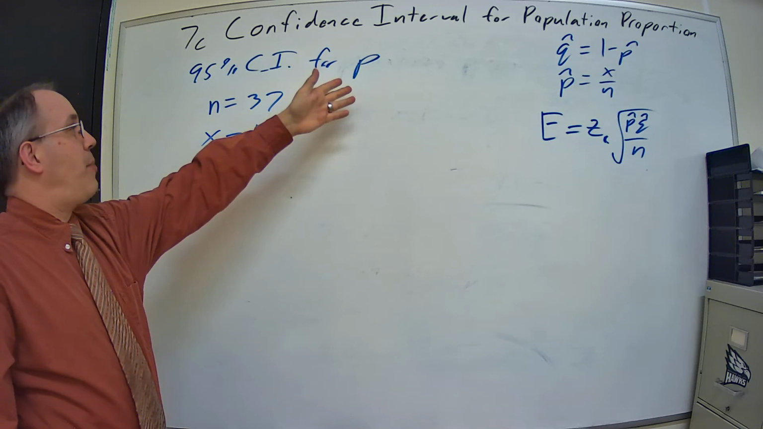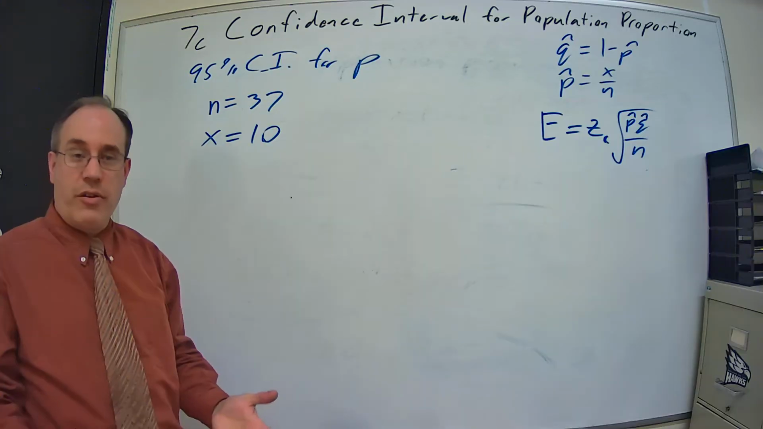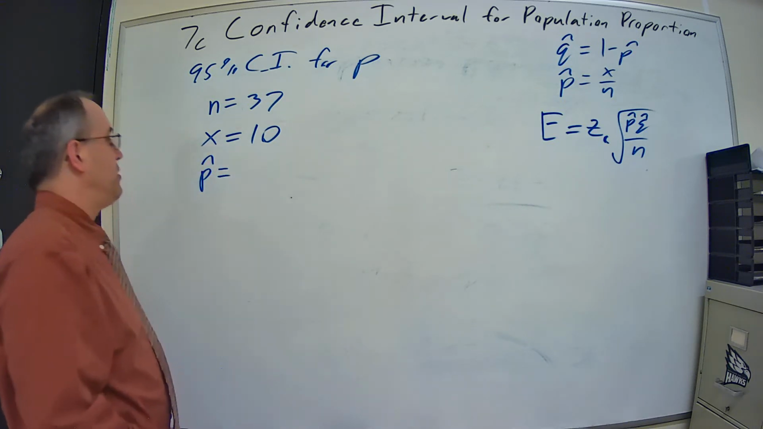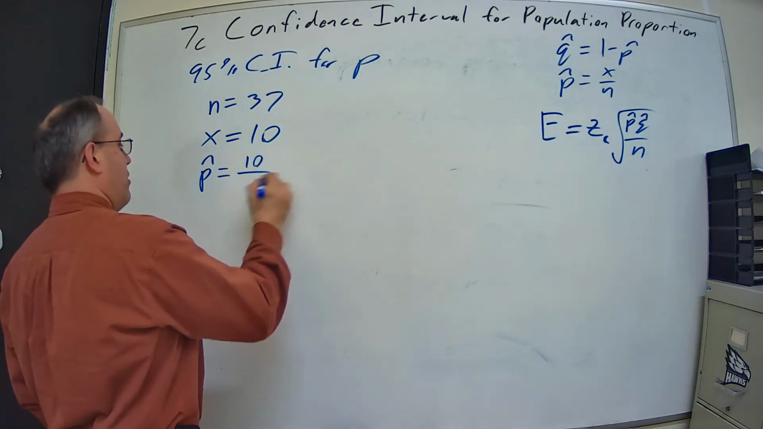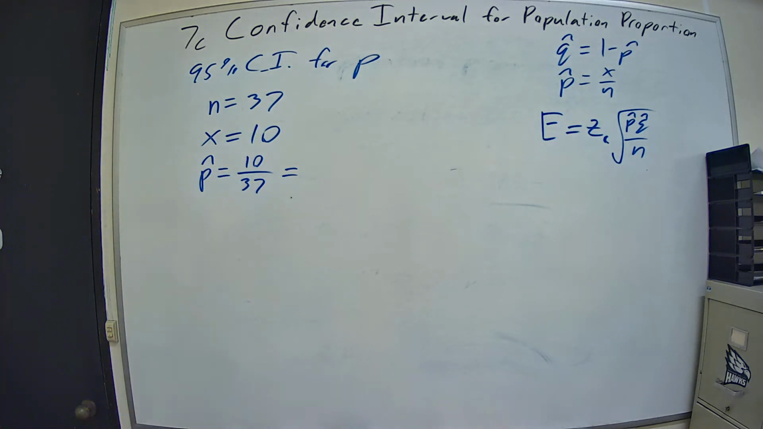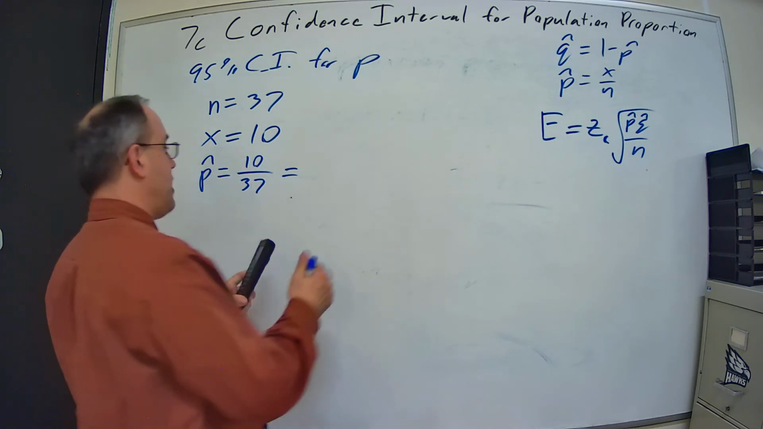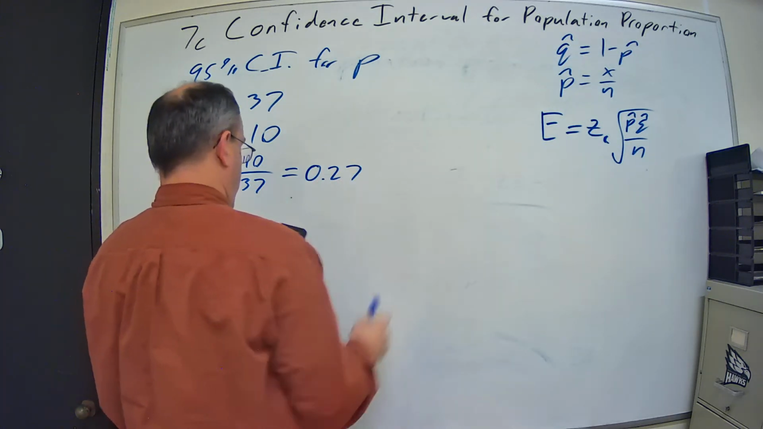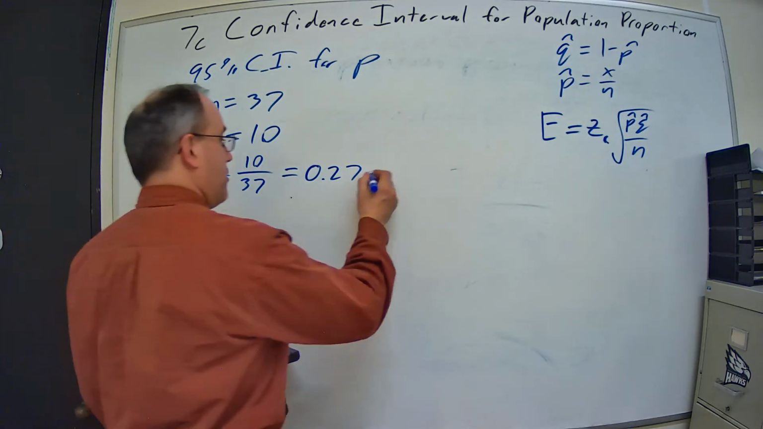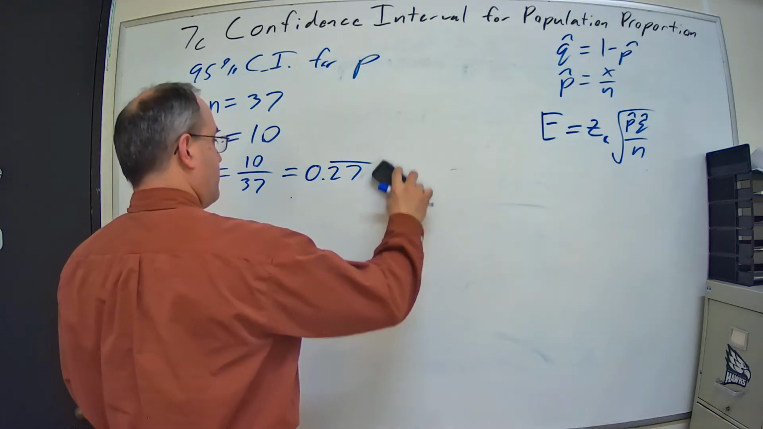95% confidence interval for a population proportion P. We got our sample size, we got X. So now we start finding things. Well, p hat is equal to X, 10, over n, 37. 10 divided by 37 gives us 0.27, approximately. It's actually 0.270 repeating, if we want to be specific about it. But I'm just going to leave it at 0.27.